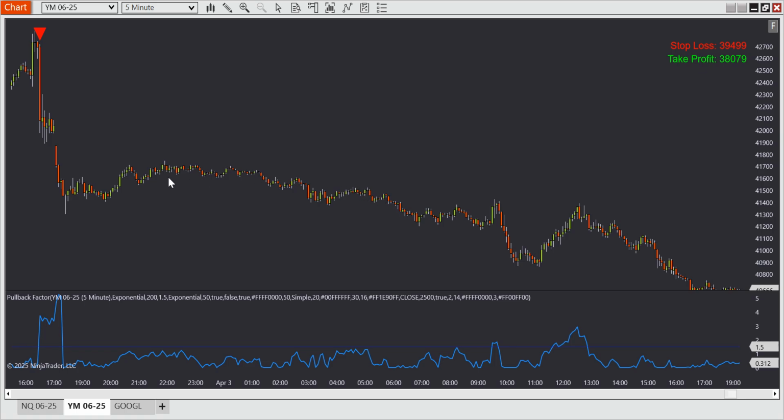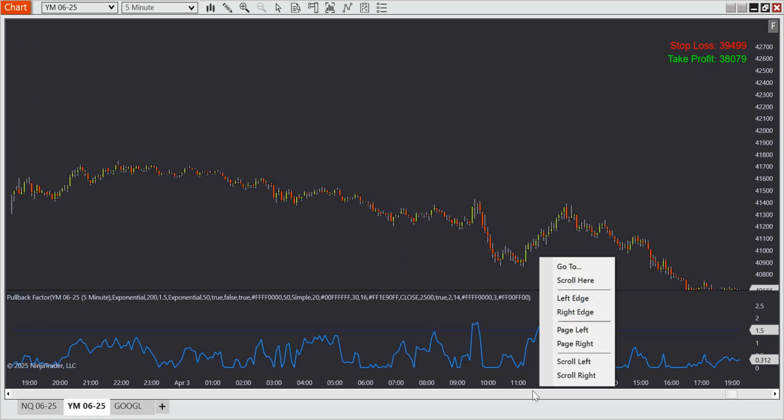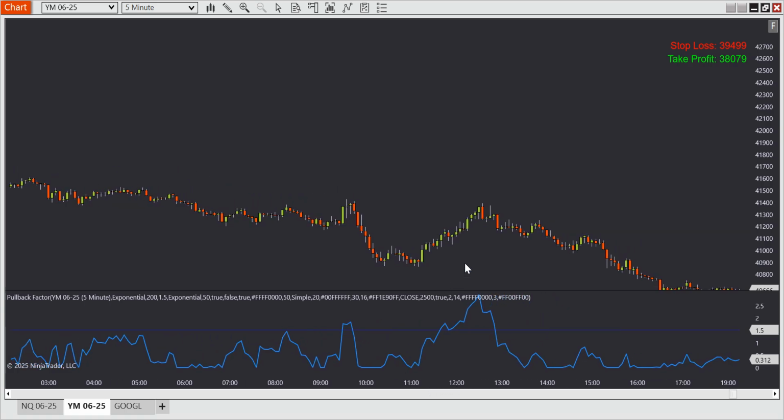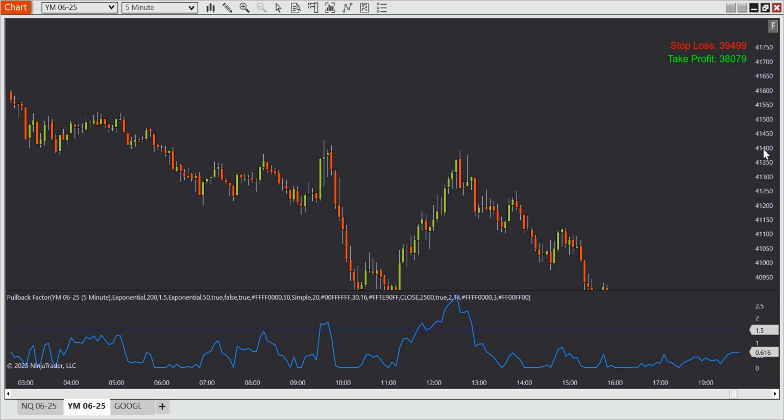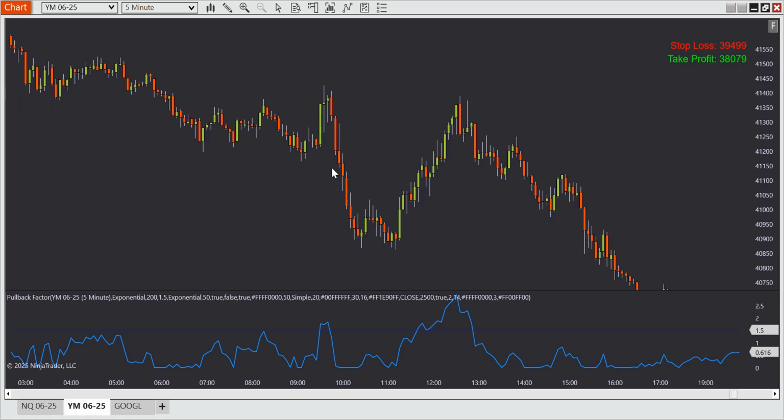So it's tough to truly pick out which lows or highs are going to hold and which are going to be just future liquidity taken. I want to zoom in here on this section of price and kind of go over a little bit of that. So again, clearly a downtrend. So we're looking for retracements up to also correlate with the pullback factor going above the 1.5 level.